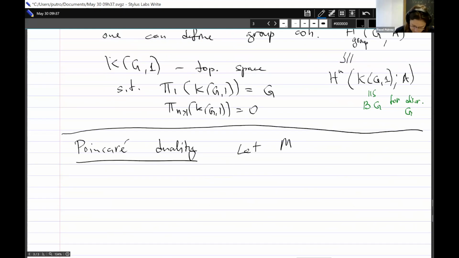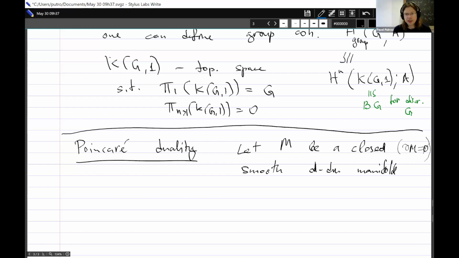So let M be a closed, smooth, yeah, let me assume. Well, okay, for this I actually don't need smooth, but later I may need it. Let me assume that it's a smooth d-dimensional manifold. And closed means that there is no boundary. The boundary is empty.